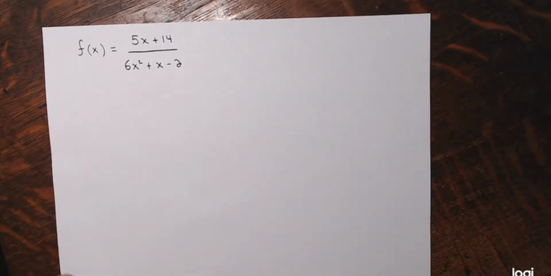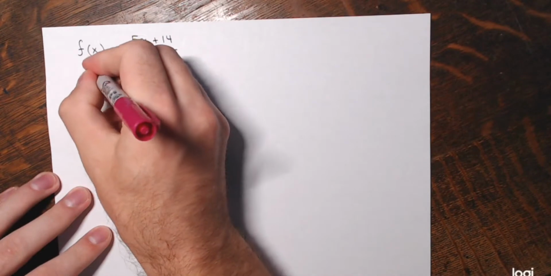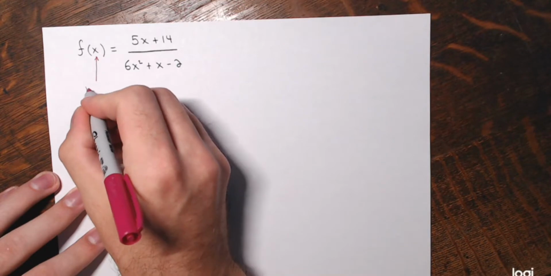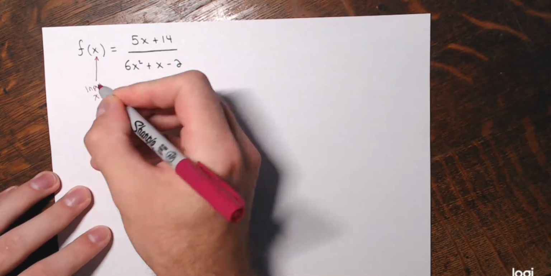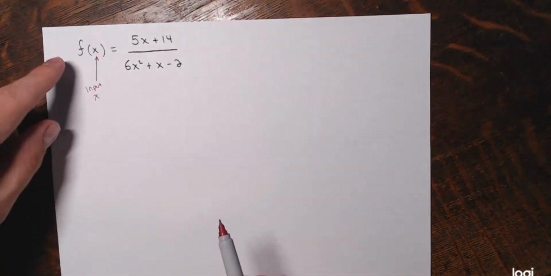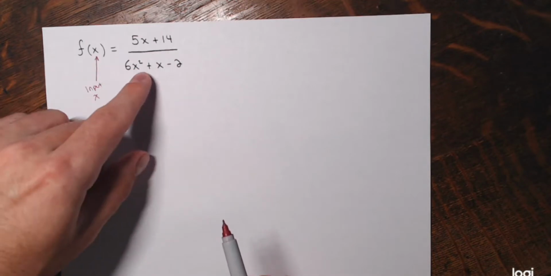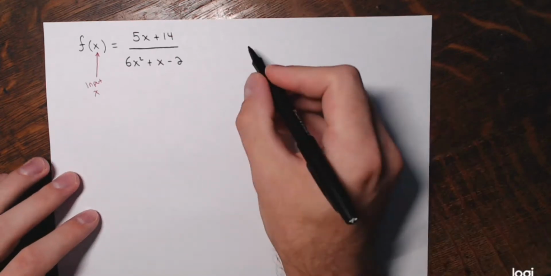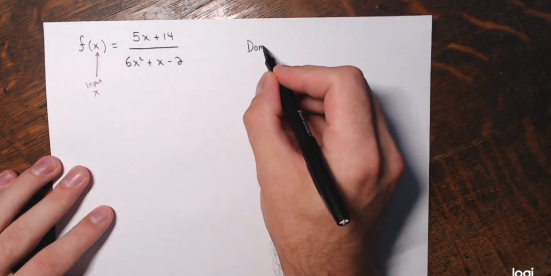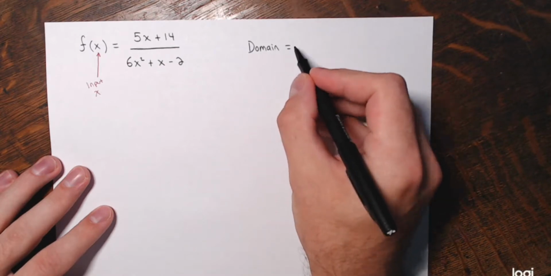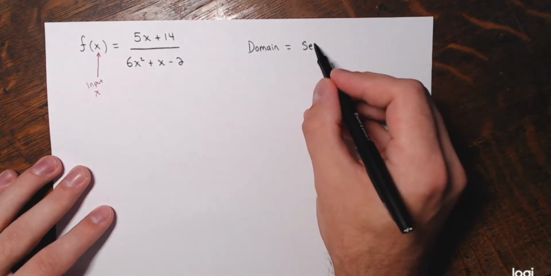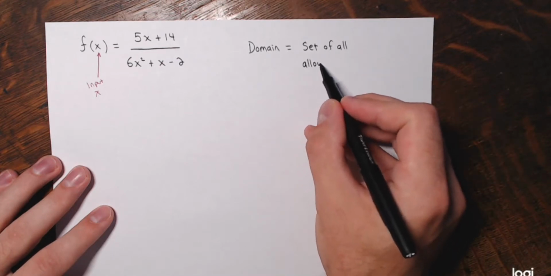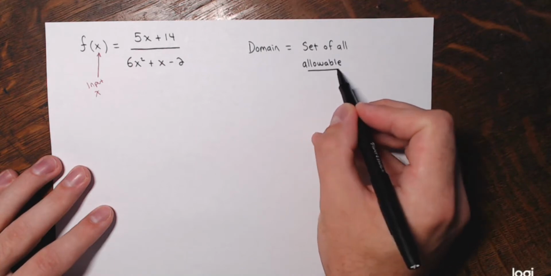All right. So once again, this is function notation, right? And in the parentheses here is x. That's the input variable, right? The input is called x, and the output is f of x. And again, over here is how you calculate the output given an input of x. Now we're asked to find the domain of the function, which again is the set of all allowable inputs.